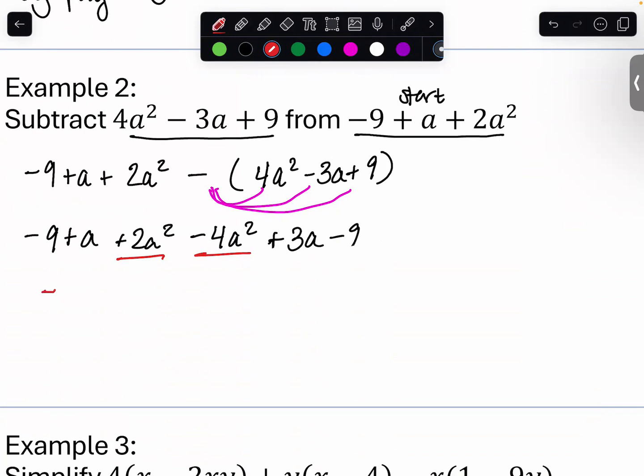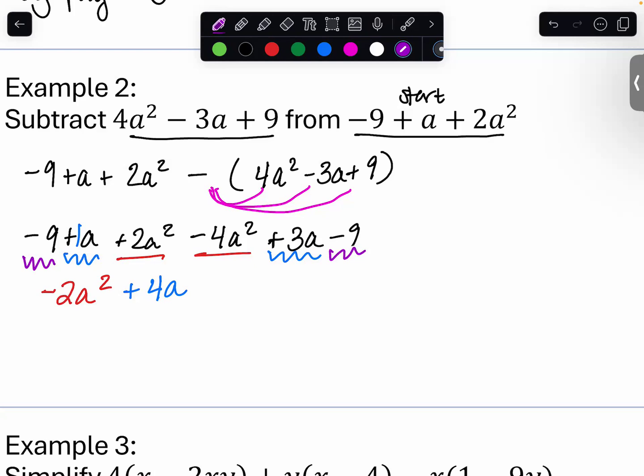2 and negative 4 make a negative 2. That variable stays the same, a squared. Next up, I notice I have variables of degree 1, that positive 1a and that positive 3a to make a positive 4a. And last but not least, I have my constants, a negative 9 and a negative 9.